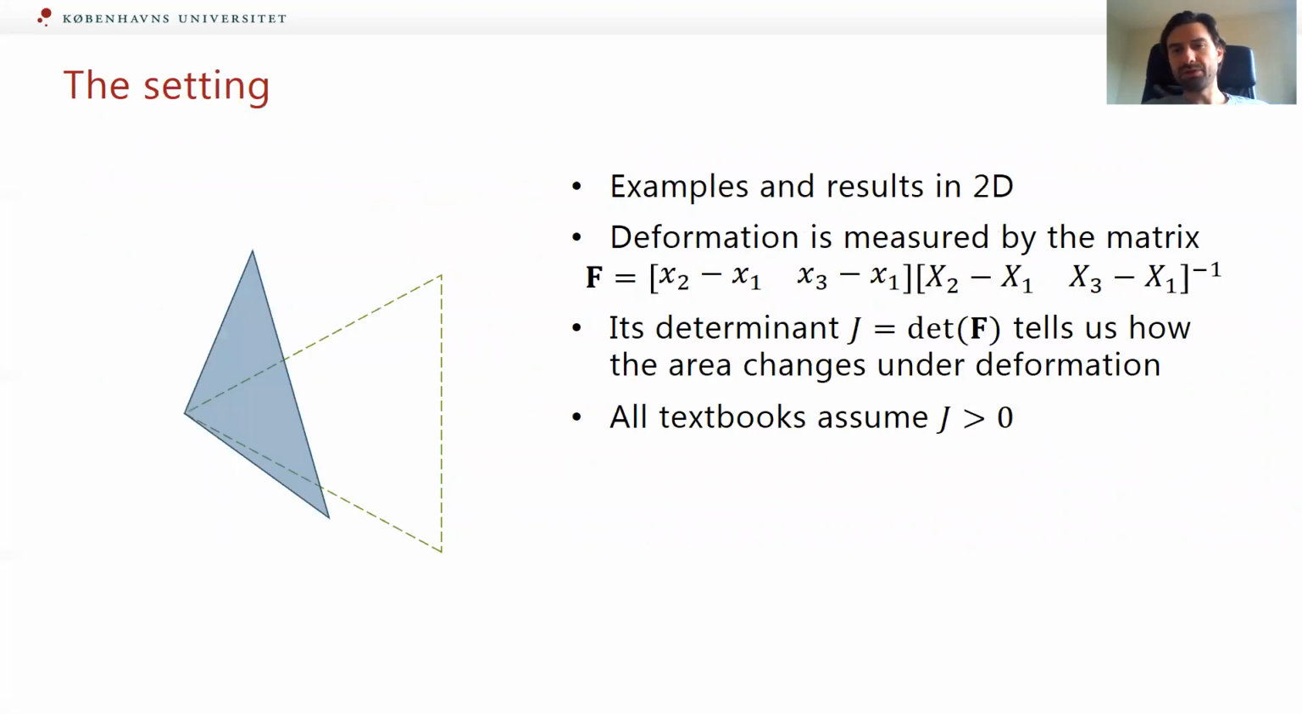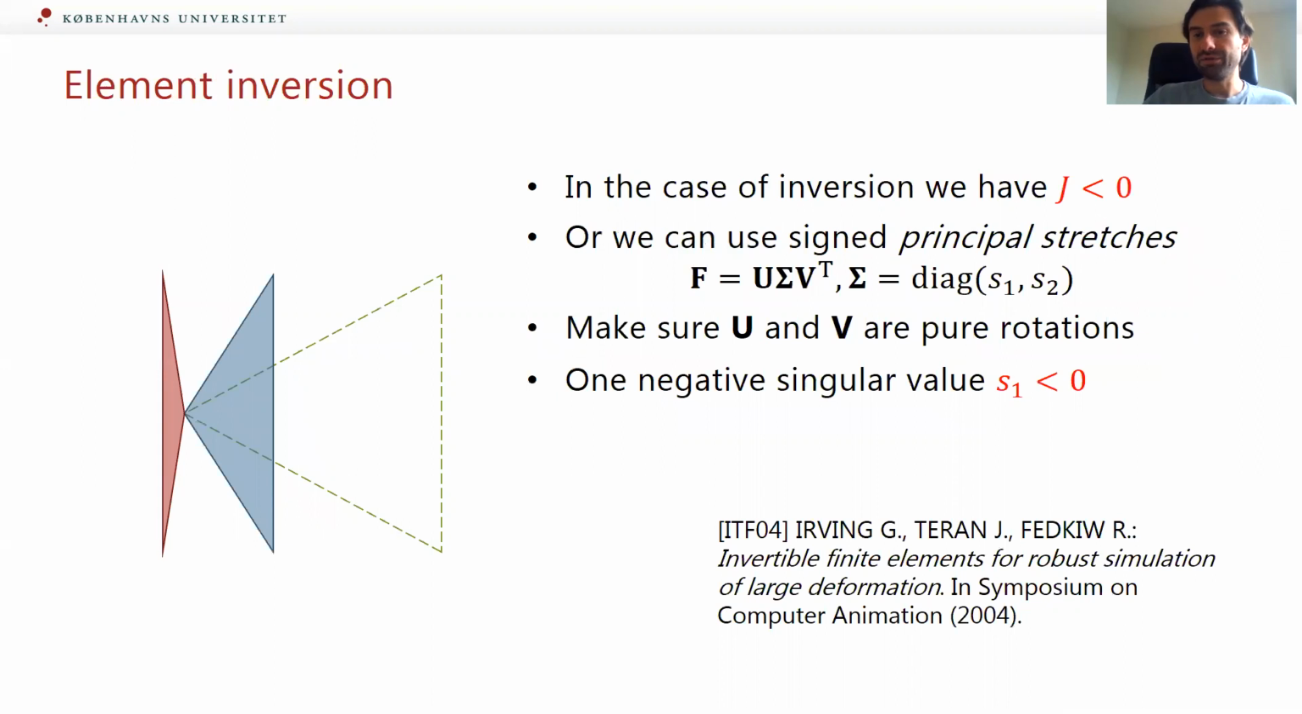I'll briefly introduce the mathematical setting of first-order FEM. I will use triangle elements in 2D, and I will also show results in 2D. As you may know, deformation is measured by a special matrix F constructed from the current positions and the undeformed ones. Its determinant J tells us how the area of the triangle changes. Most textbooks assume that J is positive, as a negative value would not be physical. However, in practice, elements often invert, which means that J becomes negative.